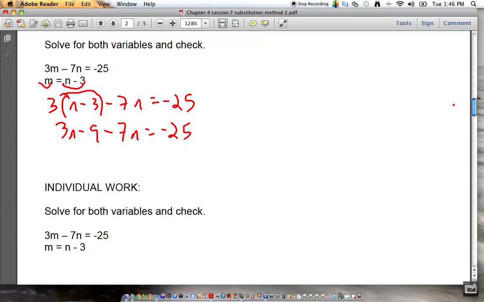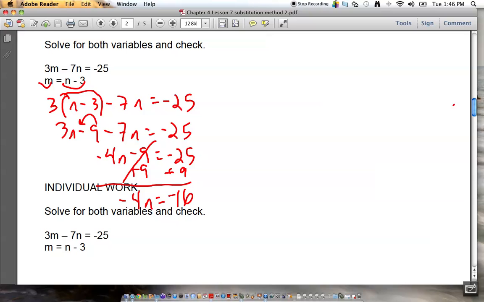How many n's do I have here altogether? 2. No! I have positive 3 n's and negative 7 n's. Negative 4n. Minus 9, danger, danger, danger, don't lose track of that, equals negative 25 plus 9 plus 9, negative 4n equals negative 16. Divide by negative 4, n is 4.